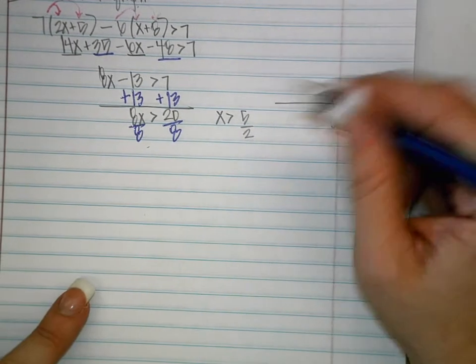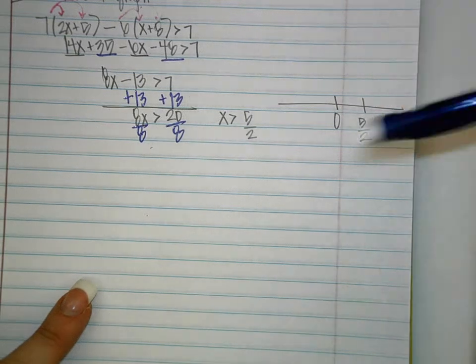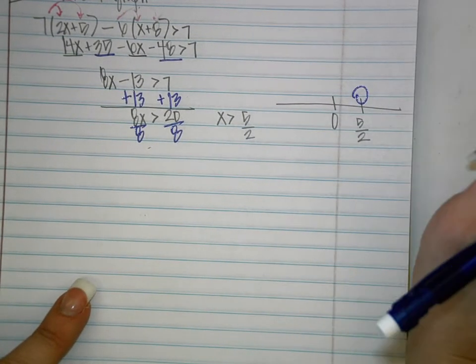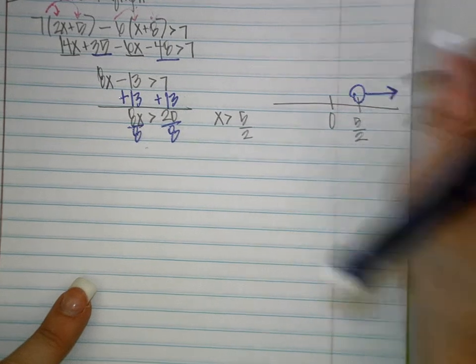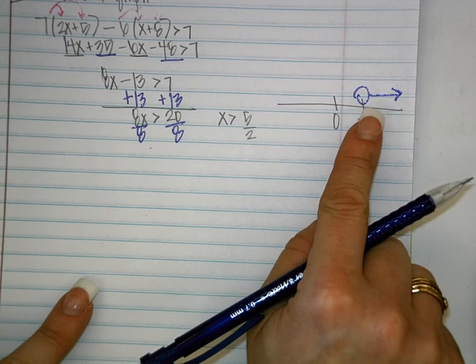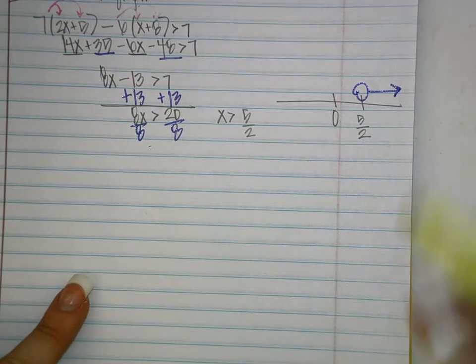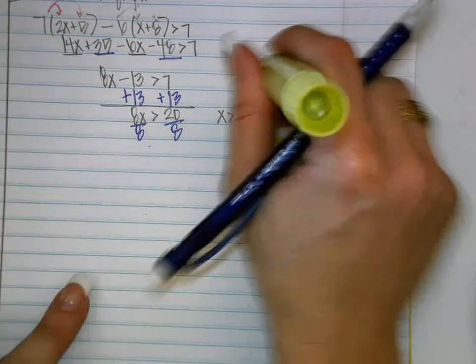Is this going to be an open or a closed circle? Open circle. And is it going towards the right or the left? The right, more positive. Small little things like, is it open or is it closed? That's what's going to mess you up. So just try to be careful when you're doing small details like that.